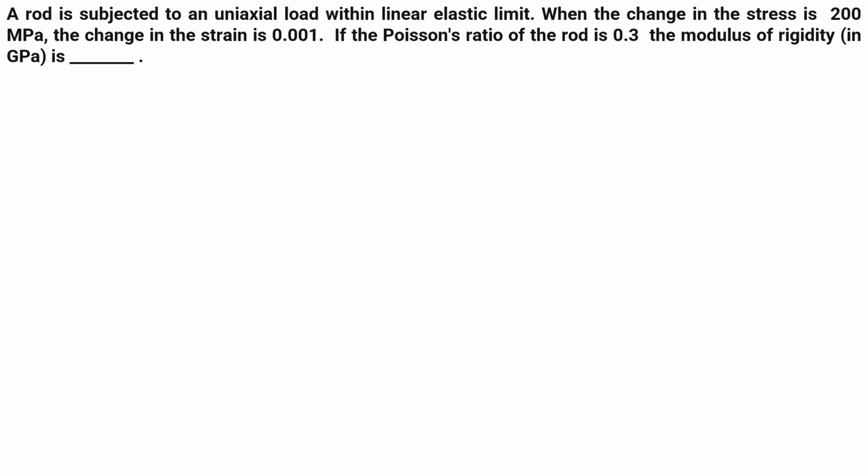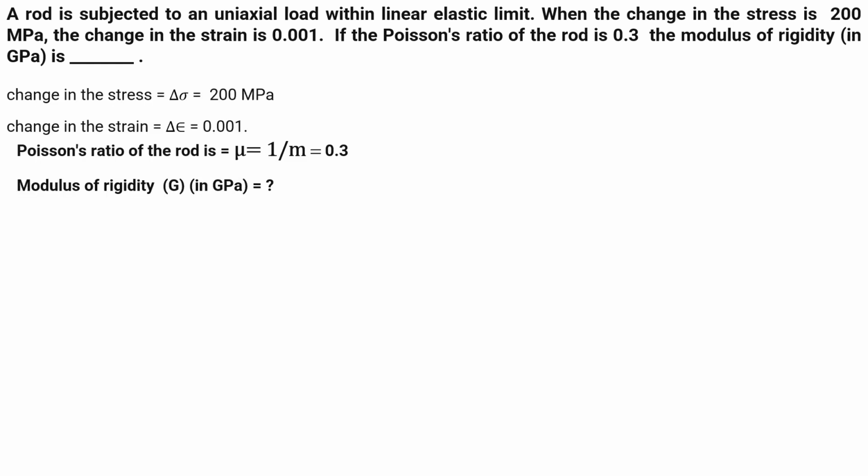First I have to write down the given data. Here it is given the change in the stress. Let's consider that delta sigma equal to 200 MPa, and change in the strain, let's consider delta epsilon equal to 0.001. And given the Poisson ratio of the rod, that is mu or 1 by m, equal to 0.3. Then we have to determine the modulus of rigidity, that is capital G.